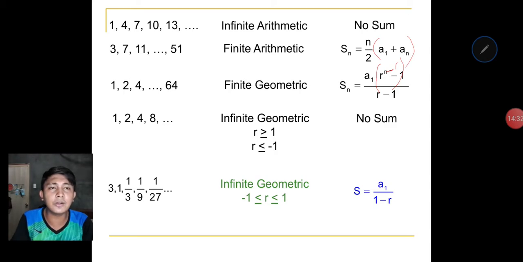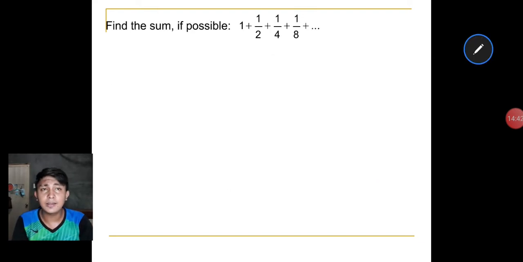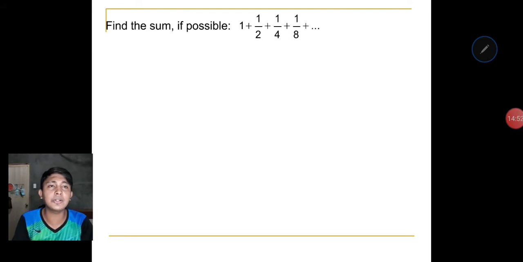So we use the formula S sub n is equal to a sub 1 over 1 minus r. So ito na yung next nating pag-aaralan. So, example, we have: find the sum, if possible, 1 plus 1/2 plus 1/4 plus 1/8 plus 1/16 plus 1/32 and so on and so forth. That will be an ending.